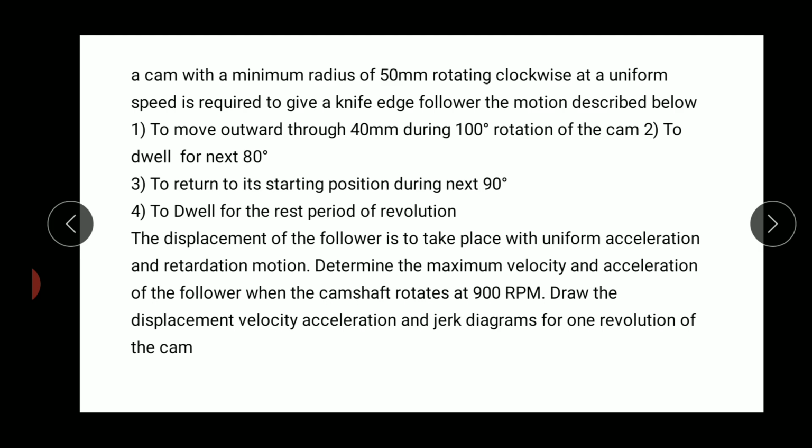So it is the question on uniform acceleration and retardation motion of the follower, which is in contact with a cam rotating through 100 degrees during outstroke, 80 degrees during dwell, and 90 degrees during return stroke, and the remaining part is dwell. So let's start solving the question.